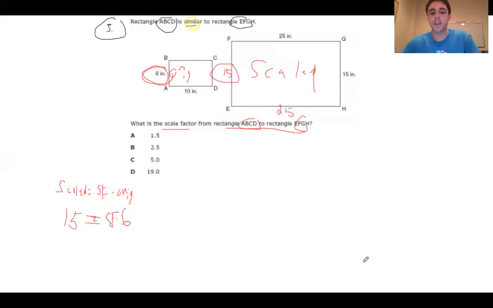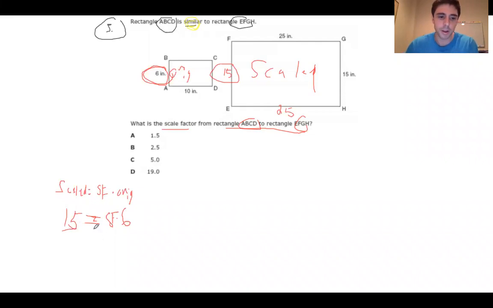Now, how do I solve for my scale factor? How am I going to do that? Need some more participation, folks. We should all be answering each of the questions. I need us to be participating here, everybody.